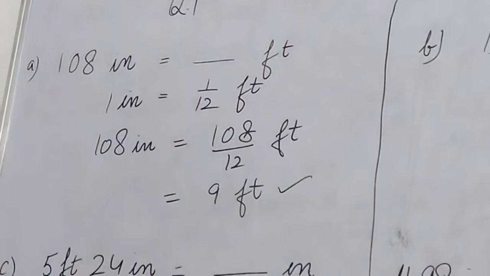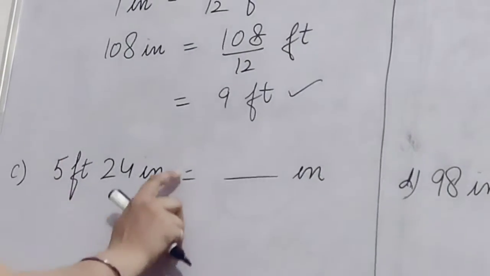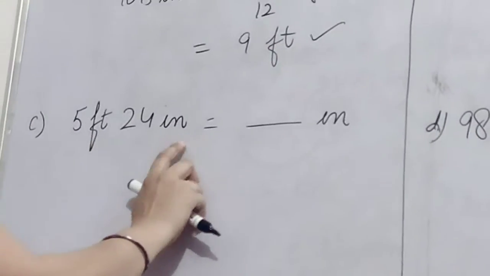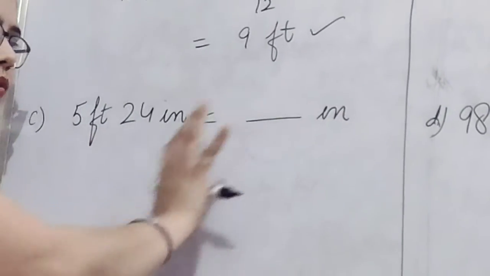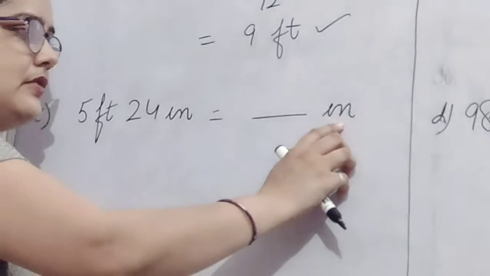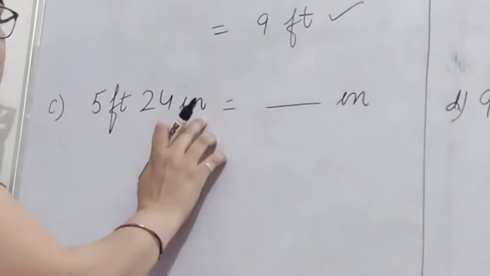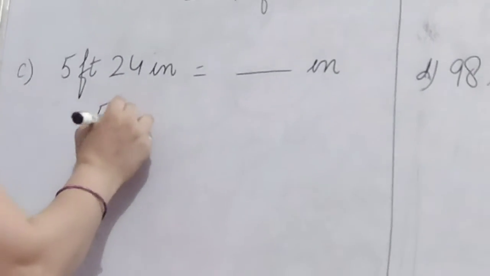Now 5 feet, 24 inch is equal to dash inch. Whole question is given. 5 feet, 24 inch is equal to dash inch. Question is given in 2 units, converted into 1. So first of all, check given, we want to convert it into inch. So this part is not a problem for us, 24 inch, but this is 5 feet. This is the problem, first write down your question.